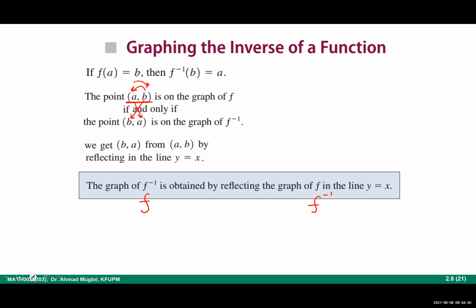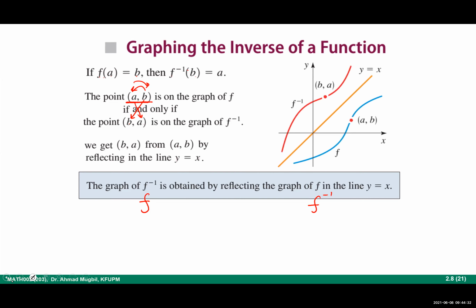Look at the graph here. If this is the graph of f, this will be the graph of the inverse. It is just a matter of reflection. So we just reflect this point. It is a and b, and it will be here b and a. We will see that in the next example clearly.